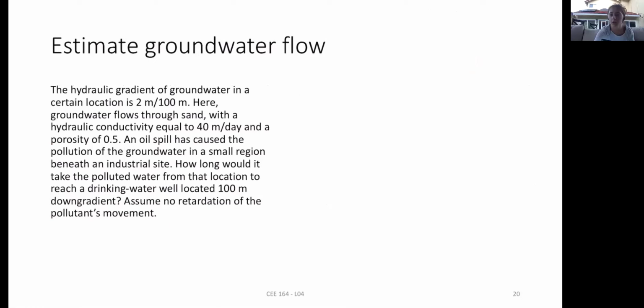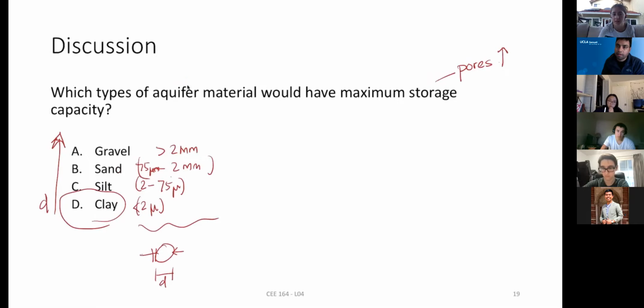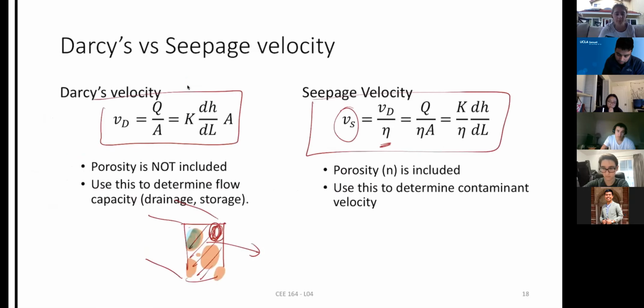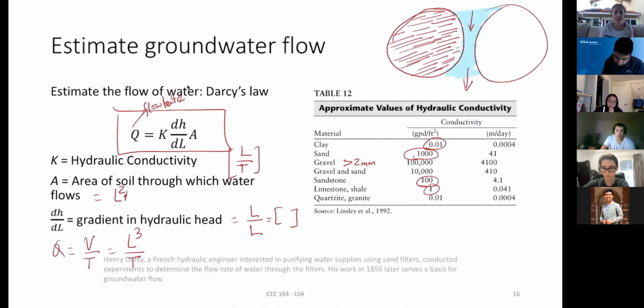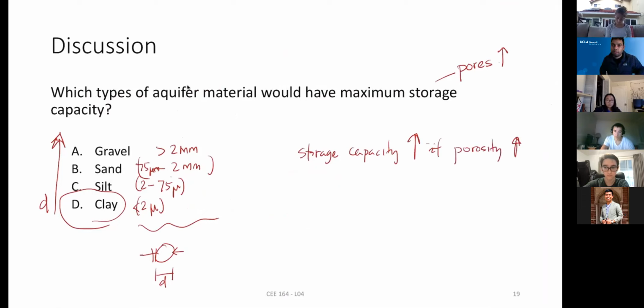Professor? Yes. Sorry, I just wanted to clarify. So the final solution to that was clay? Yes, yes. But you would not be able to guess unless I gave you the porosity tables, because usually I accompany that with a porosity table. So whichever has the highest porosity has more storage capacity. Okay, so that's all I'll say: storage capacity increases if porosity increases.